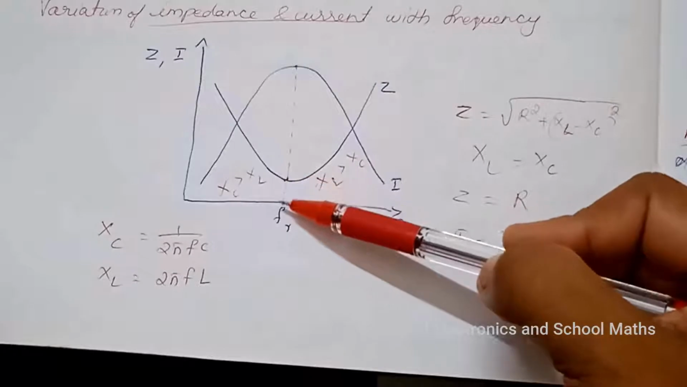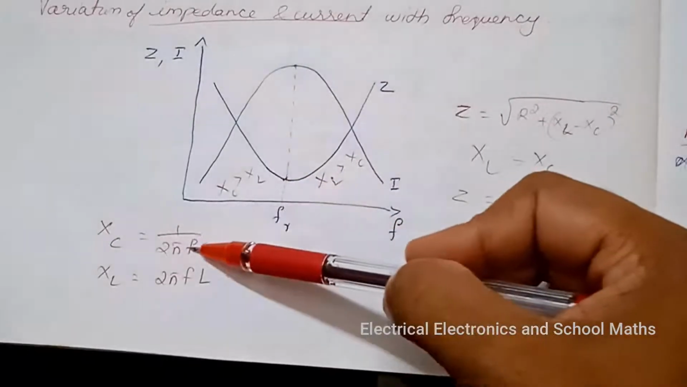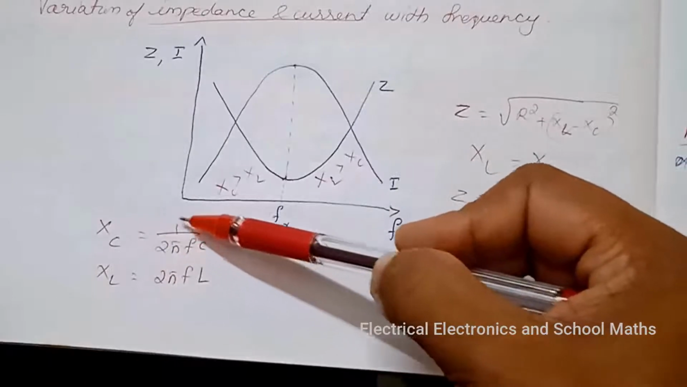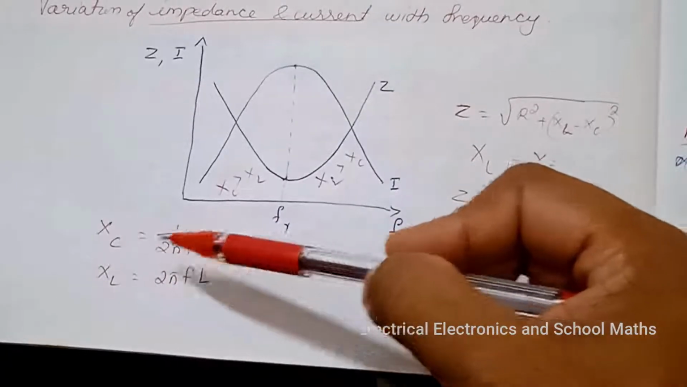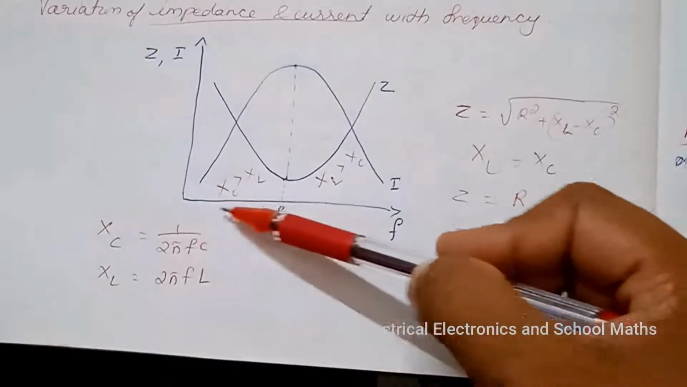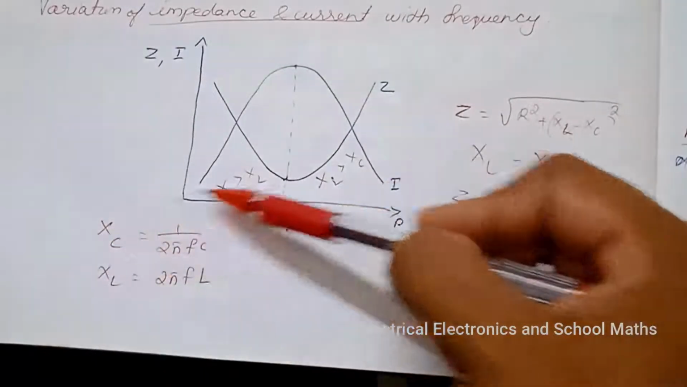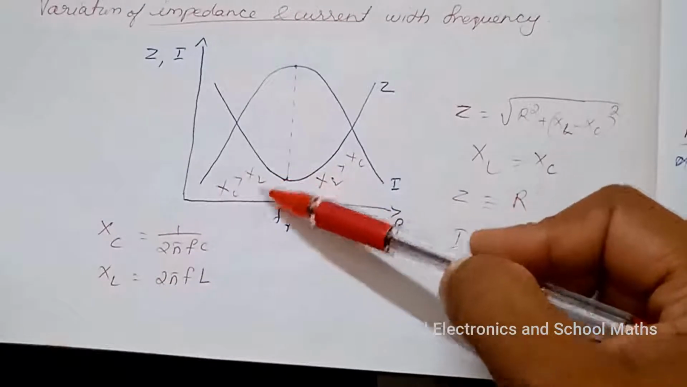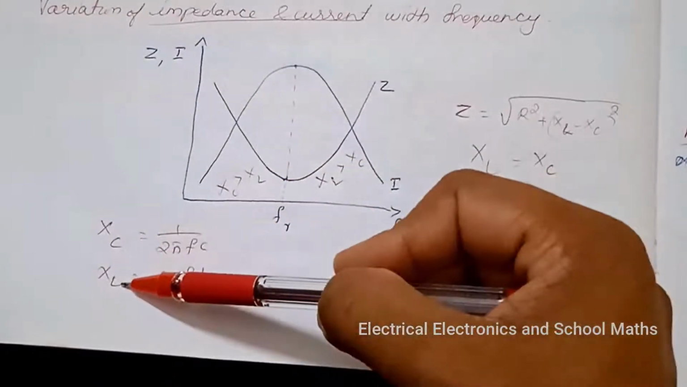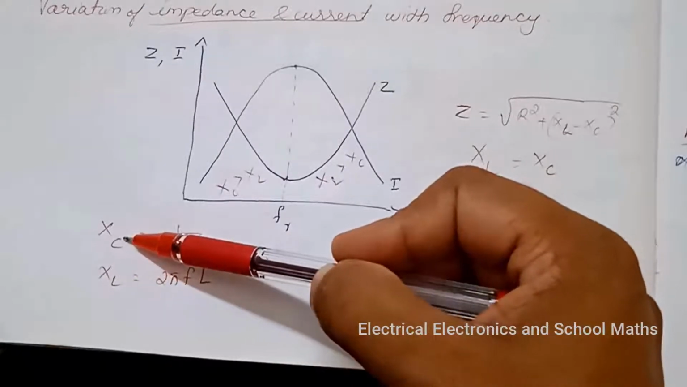When the frequency is lower than the frequency of resonance, XC, that is XC equal to 1 by 2 pi fC, and XL is equal to 2 pi fL. So when the frequency is lower, XC will be greater than XL, and when the frequency is higher, then XL will be greater than XC.